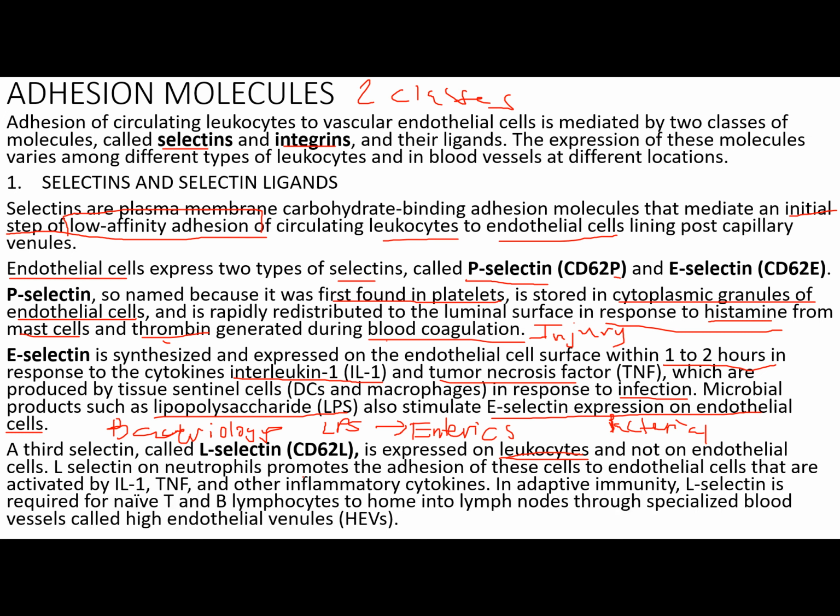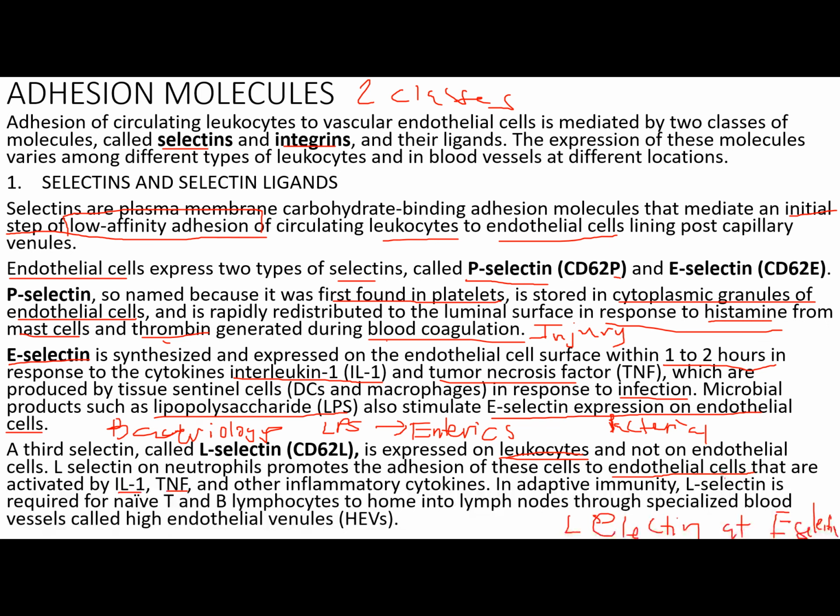Now, L-selectin on neutrophils would promote adhesion of the cells to endothelial cells that are activated by interleukin-1, TNF, and other inflammatory cytokines. Meaning, class, L-selectin would be active on endothelial cells that are affected by E-selectin. So the partners, class, are L-selectin and E-selectin, because L-selectin would be activated in cases of interleukin-1 and tumor necrosis factor, which, as mentioned earlier, is in response to infection.